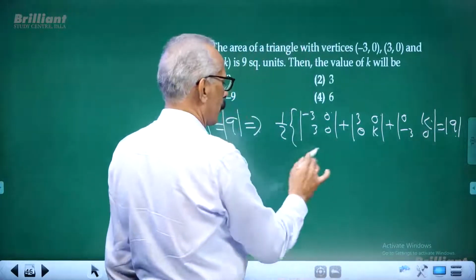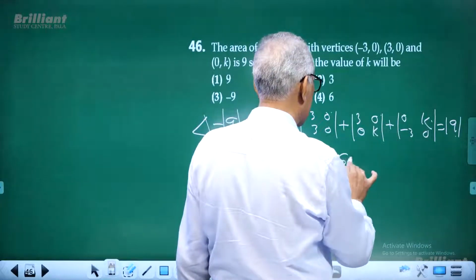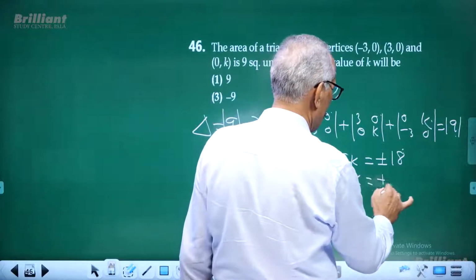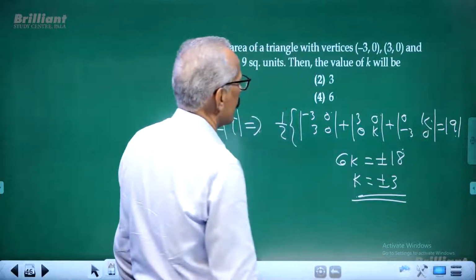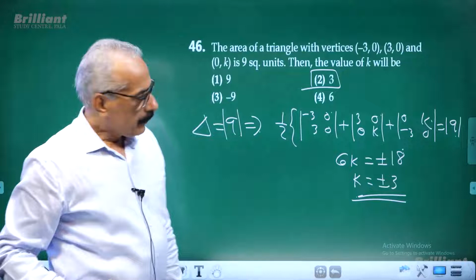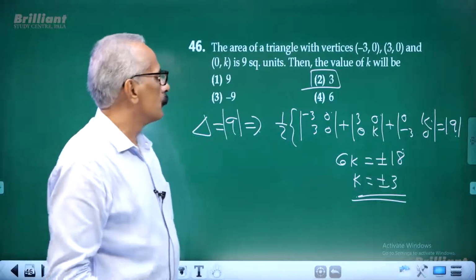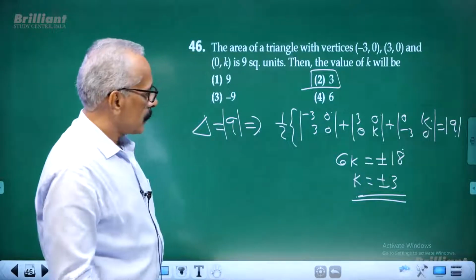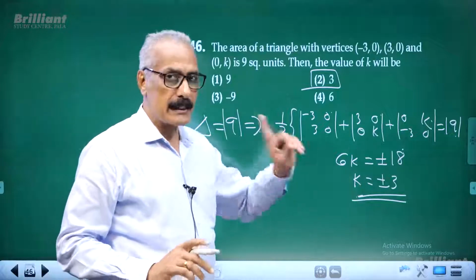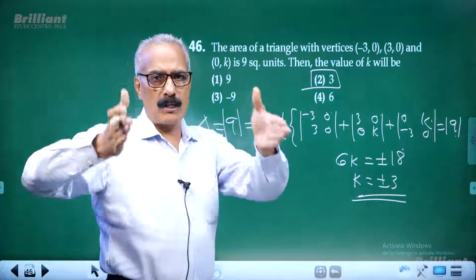This is 0, and this is 3k. This will become 3k. So 6k equal to plus or minus 18. Therefore your k will be plus or minus 3. This is 46. Your answer is option 2. Right. That is correct. So k is equal to plus or minus 3. Can be plus 3 as well as minus 3, because area is always modulus of this.